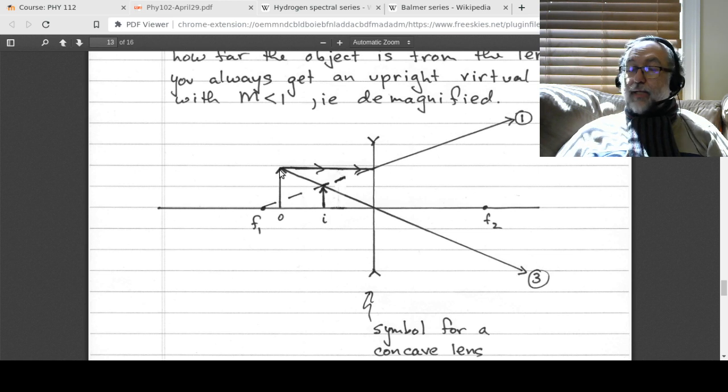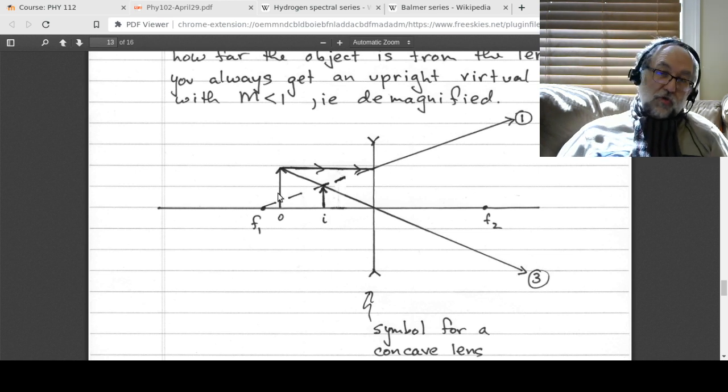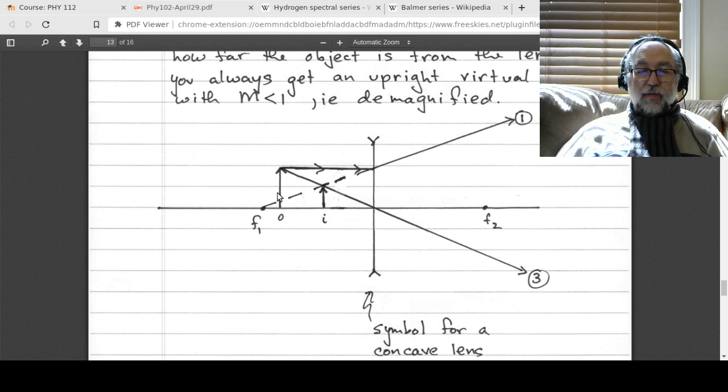All right, and it doesn't matter whether the object is closer to the lens or further from the lens than the focal point. It doesn't work like that with the concave lenses. You've got just one possible situation. Okay, and so I've got f1 here and f2 there, but they're both the same distance f from the lens. So the distance from f2 to the lens and from f1 to the lens is still the same.